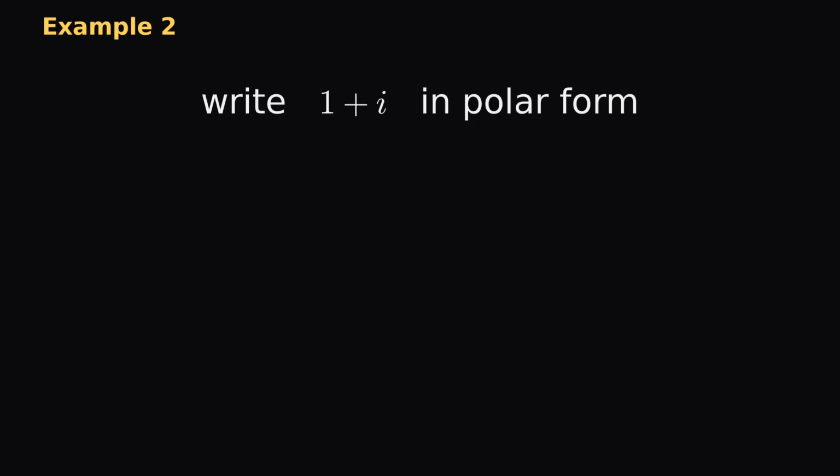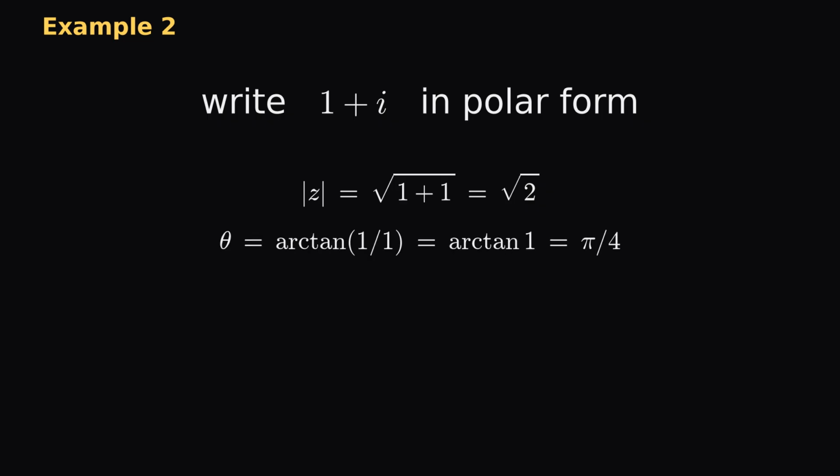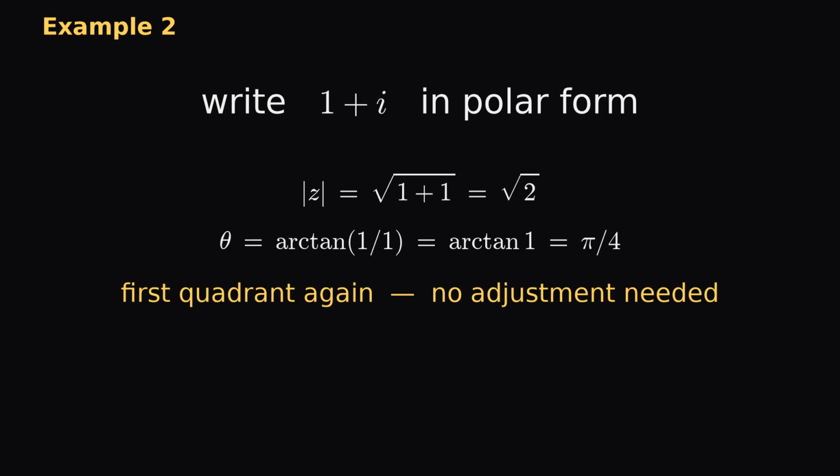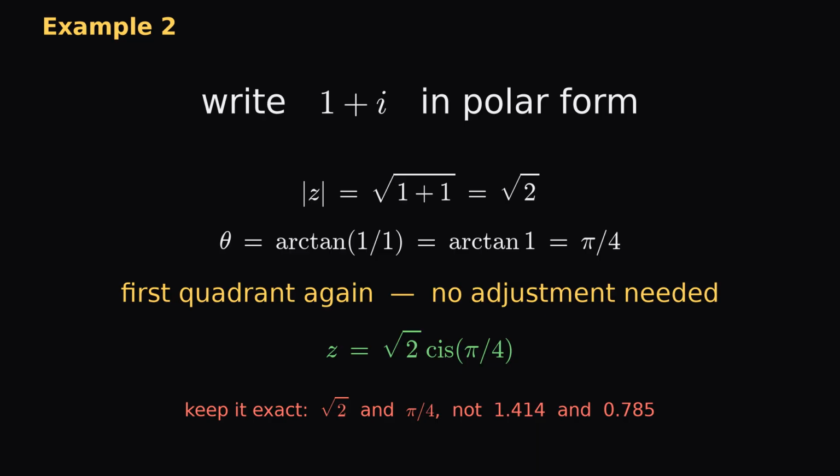Example 2. Write 1 plus i in polar form. Modulus. Root of 1 plus 1. Root 2. Argument. Arctan of 1 over 1. Arctan of 1 is pi over 4. First quadrant again, so no adjustment needed. Root 2 cis pi over 4. And keep it exact. Root 2 and pi over 4. Not 1.414 and not 0.785, unless the question asks for decimals.